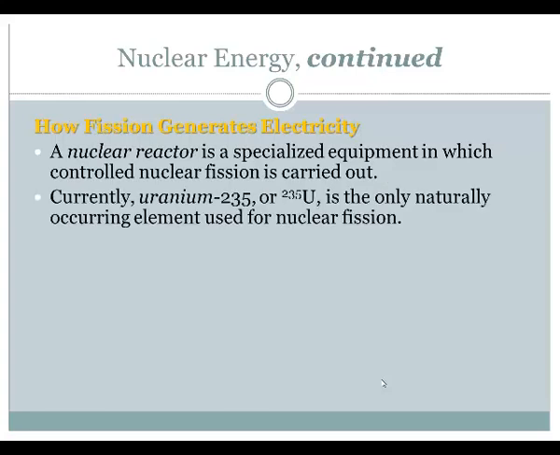Currently we use uranium-235, or U-235. It's the only naturally occurring element that's used for nuclear fission. We can synthetically make things like plutonium in a lab that we can actually use for a reaction, but typically we use uranium-235.